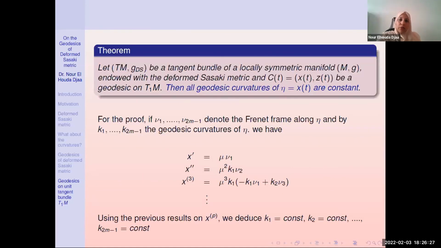Theorem, we prove that all the geodesic curvatures are constants along eta, of course. For the proof, we can use a frame along eta, and we use also the previous result on the norm of x point right here.